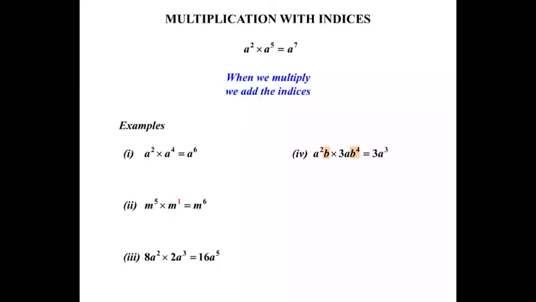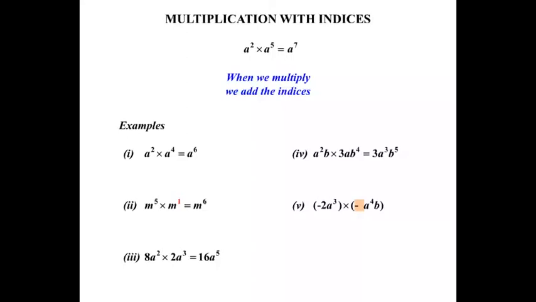Now that b times b to the 4. The b by itself, again, is b to the 1. So the 1 and the 4 add to 5. So we get b to the power of 5. So our answer there is 3a cubed b to the power of 5. Terrific. Example 5. Negative 2a cubed multiplied by negative a to the 4b.